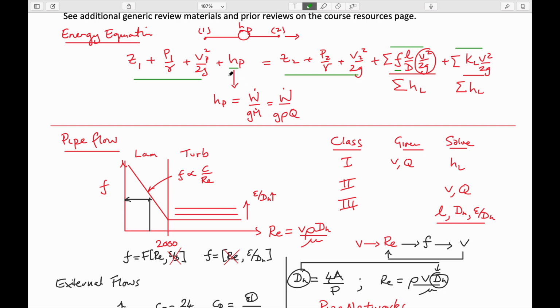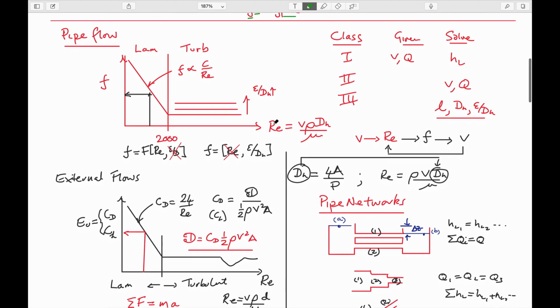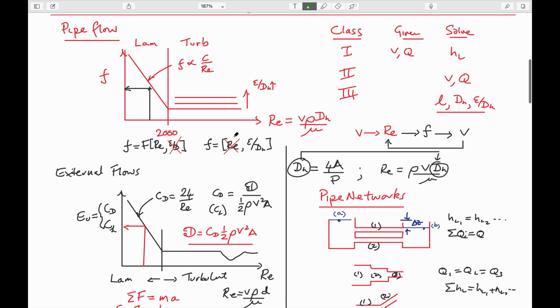And the pump head term is defined in terms of the power in watts, joules per second, or newton meters per second, gravity, and the mass flow rate. And the mass flow rate, of course, is the volumetric flow rate times density. So the energy equation is fundamental to kind of all of our pipe flow calculations.